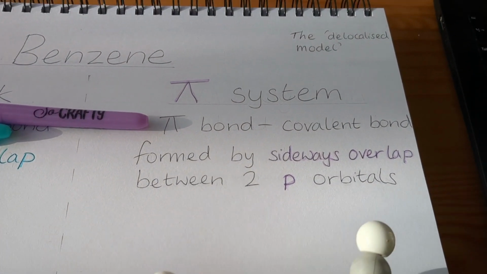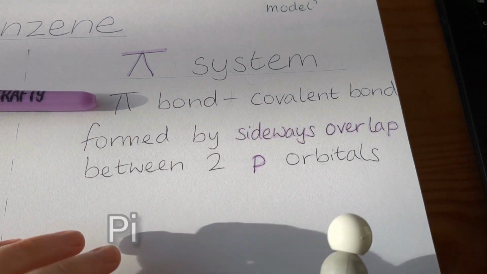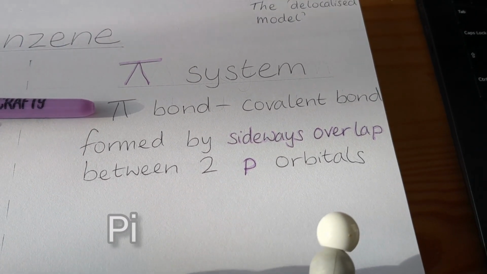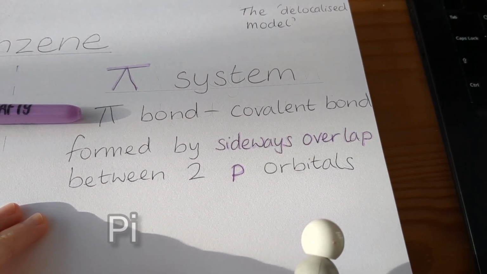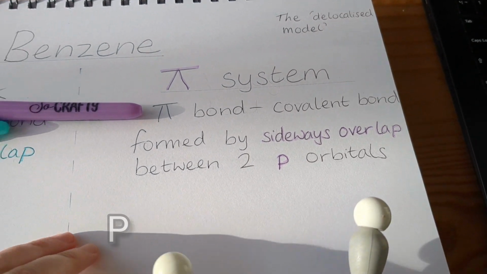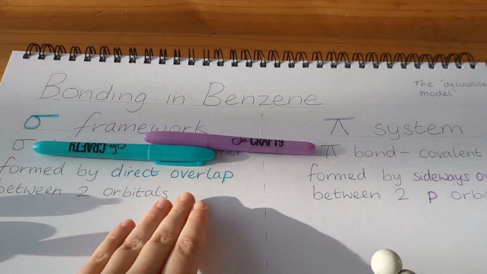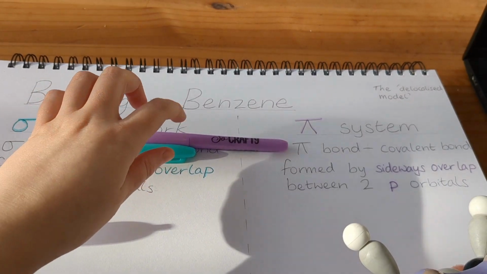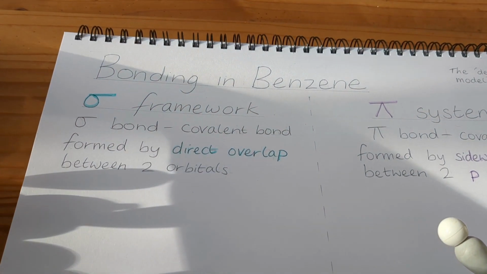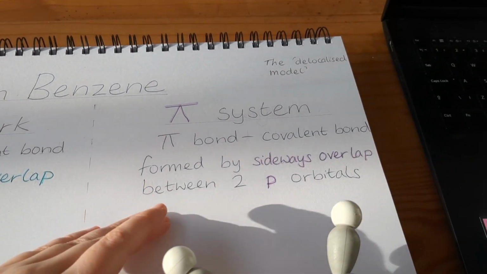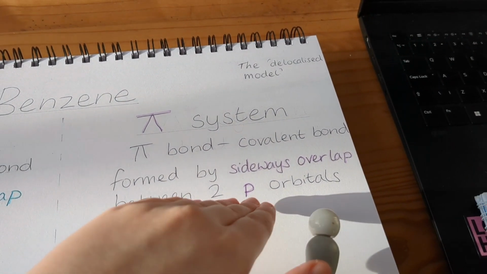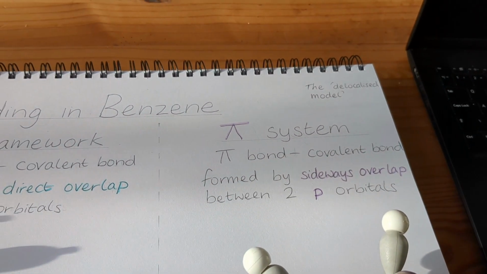Then if we look at the definition of a pi bond, that's also a type of covalent bond, but this one is formed by sideways overlap between 2 p orbitals. And I've highlighted the difference between these two definitions. So in a sigma bond, we've got direct overlap between 2 orbitals, but in a pi bond, it's specifically p orbitals and it's sideways overlap.